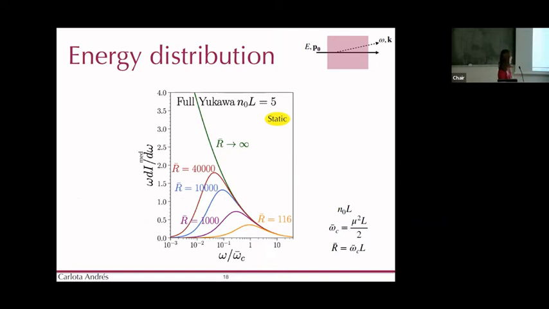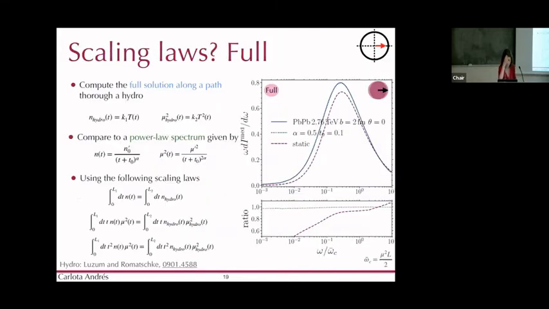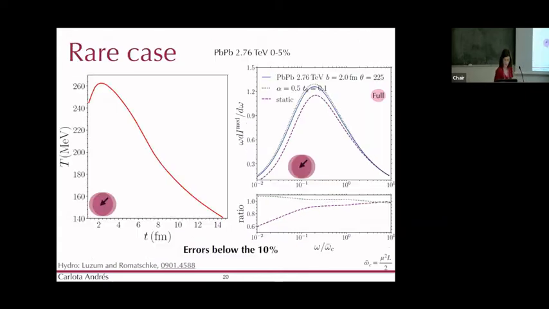So the thing is that we have introduced a new parameter, and that means that we need to find a scaling law for this parameter. And the scaling law will be done, again, with respect to a power law spectrum, because we know that that works well. And what we did is basically a zeroth moment here, a first moment here, and then a second moment. And actually, it works very well.